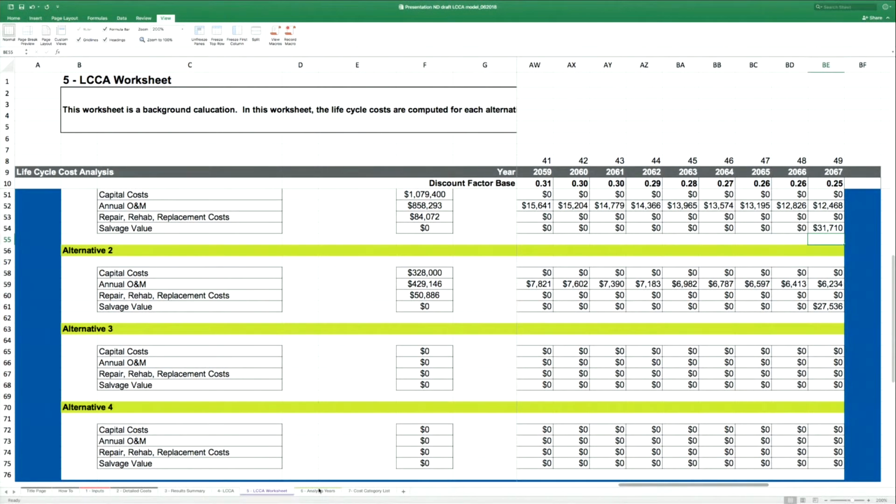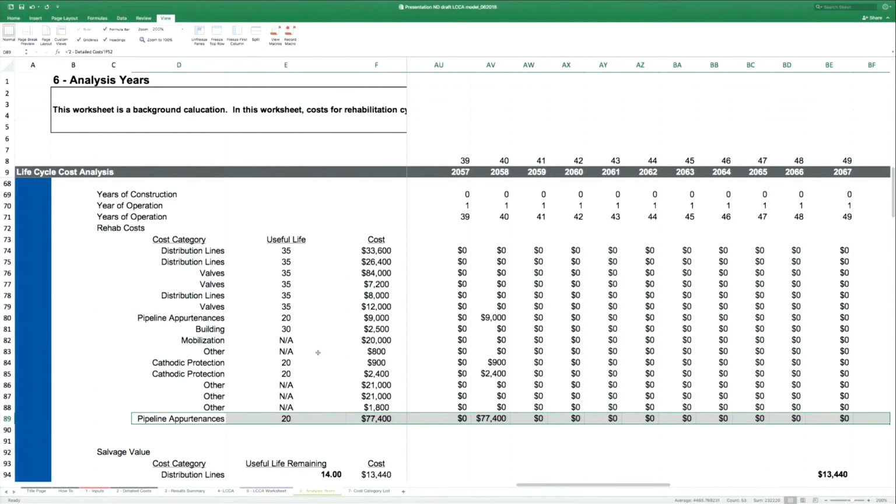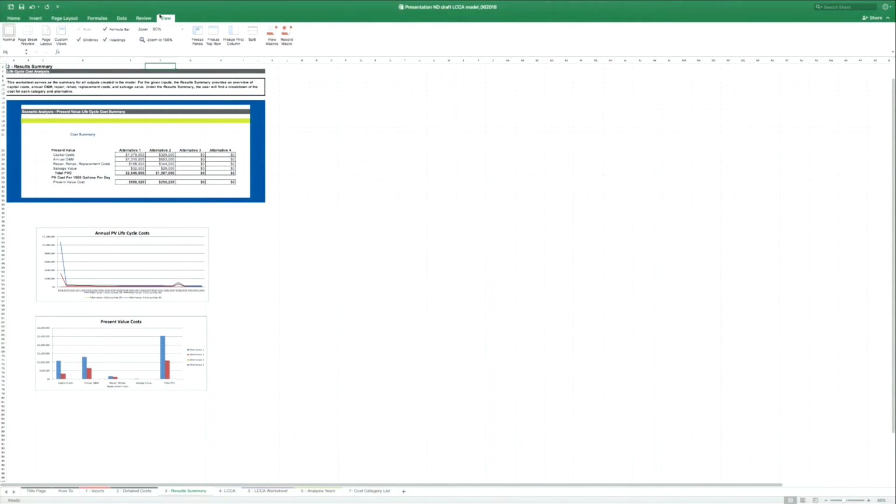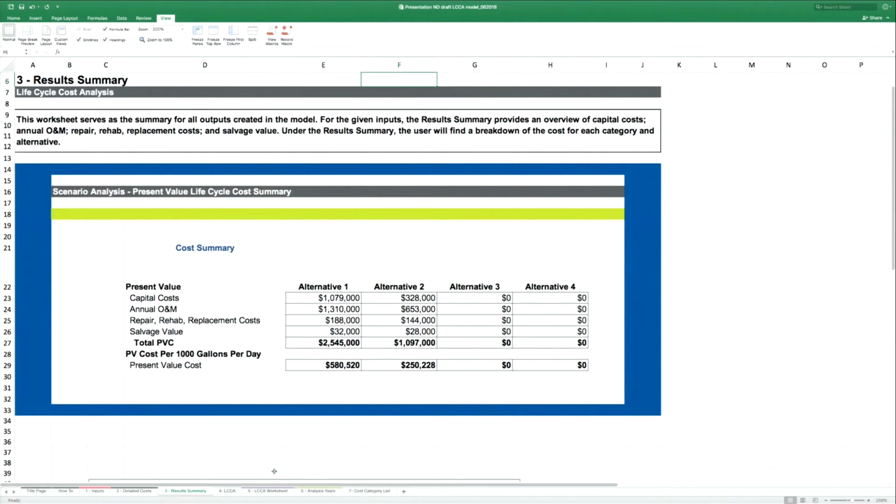Okay. And if you want to see how all that's calculated, that's all happening in this background worksheet here, which I'm not going to go through, but you're welcome to look through it. So then, okay, so you've done this, so what? So what does all this mean?